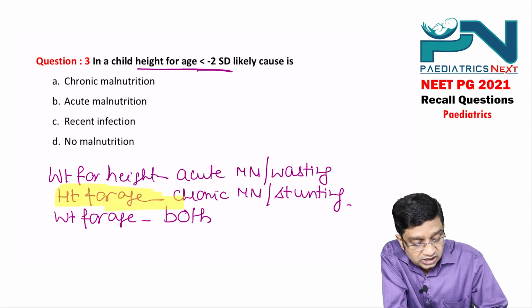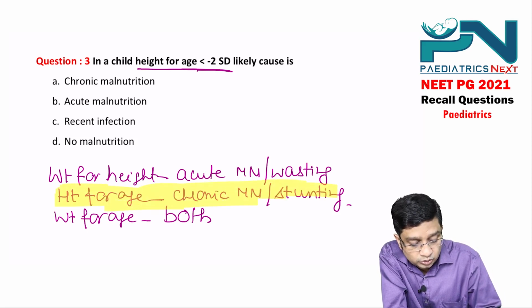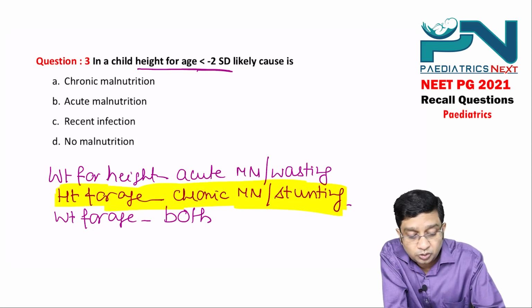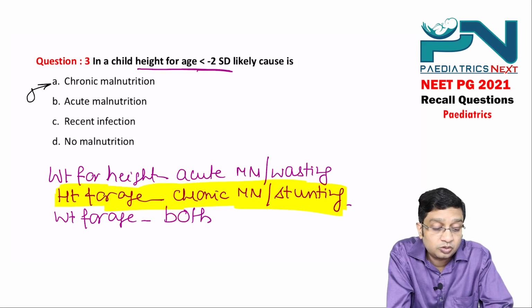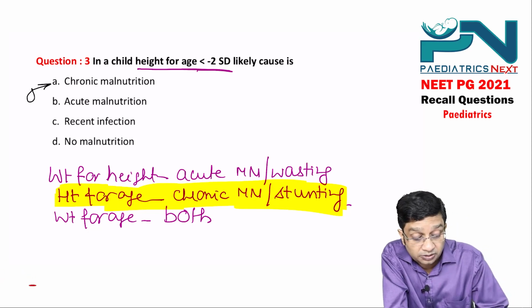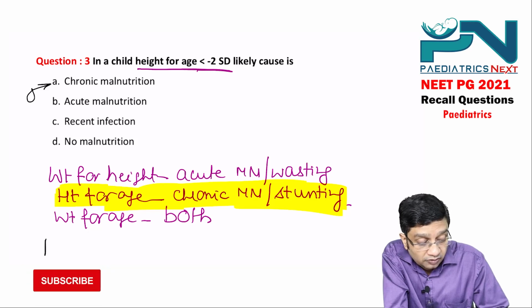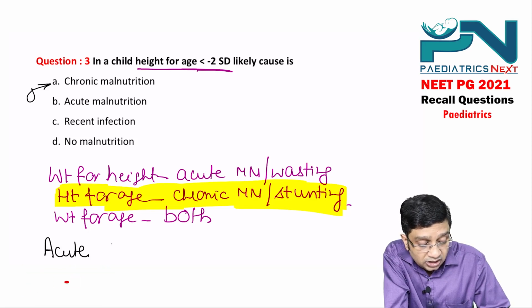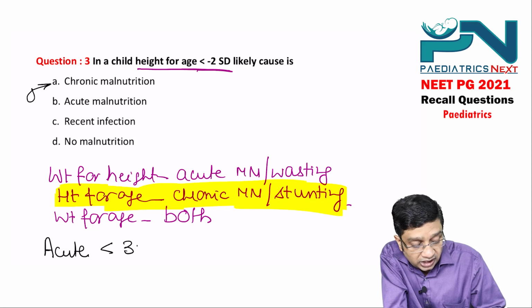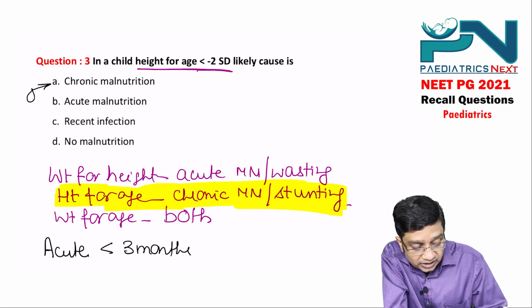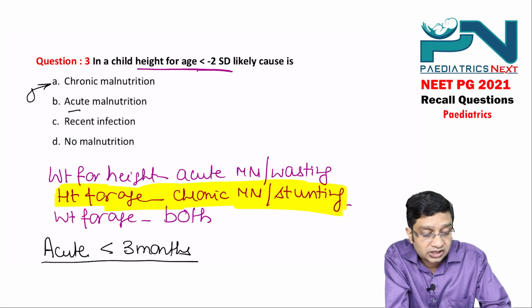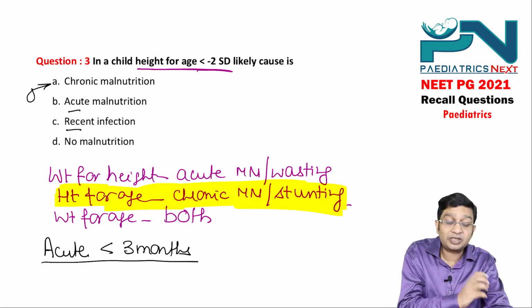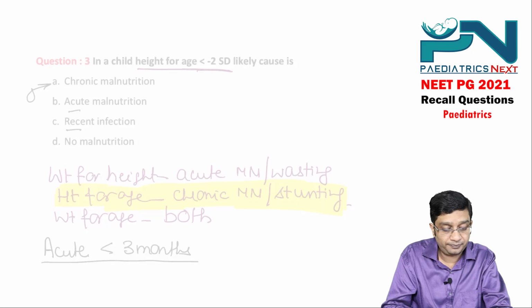Height for age, if it is less than -2 standard deviation, it is most likely a case of chronic malnutrition. It is most likely due to chronic malnutrition. Now simple, always also remember one more thing. What do you mean by acute malnutrition? That is malnutrition for less than 3 months. So acute and the recent infection, they both will affect basically the weight for height.